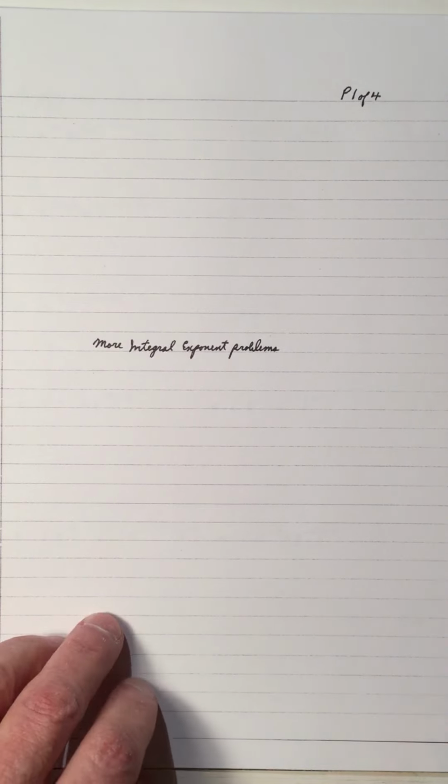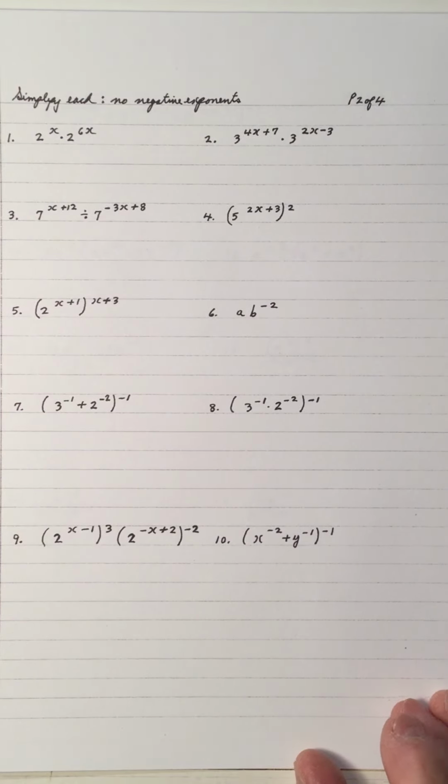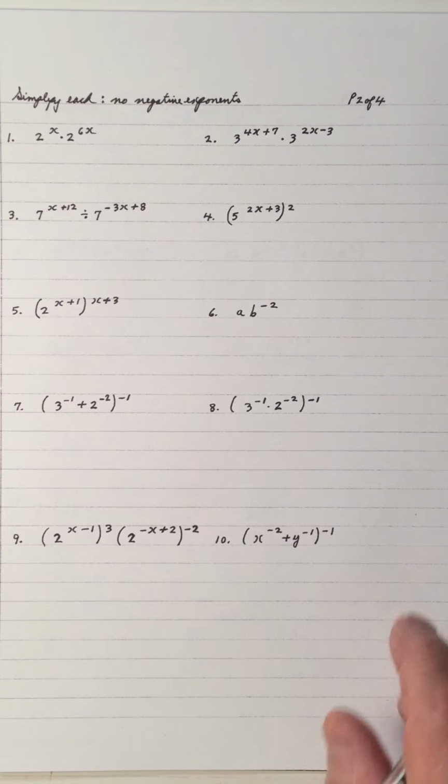Hi, welcome to my video on more integral exponent problems. Integral exponents means integers, and integers are 0, 1, 2, 3, 4, etc. And the opposite of 1, 2, 3, 4 is negative 1, 2, 3, 4, so the integers.